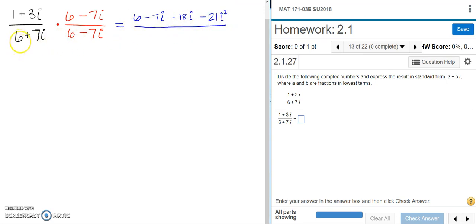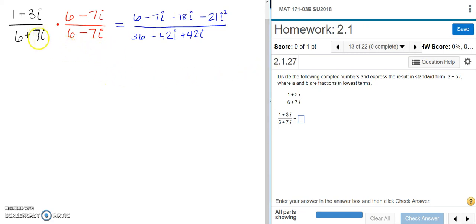Doing the bottom, I have 6 times 6, which is 36. 6 times negative 7i is negative 42i. 7i times 6 is positive 42i. So if you notice, those are going to cancel out. That's why this trick works. Multiplying by the conjugate, your inner and outer terms always cancel, and that's how we get rid of the i.